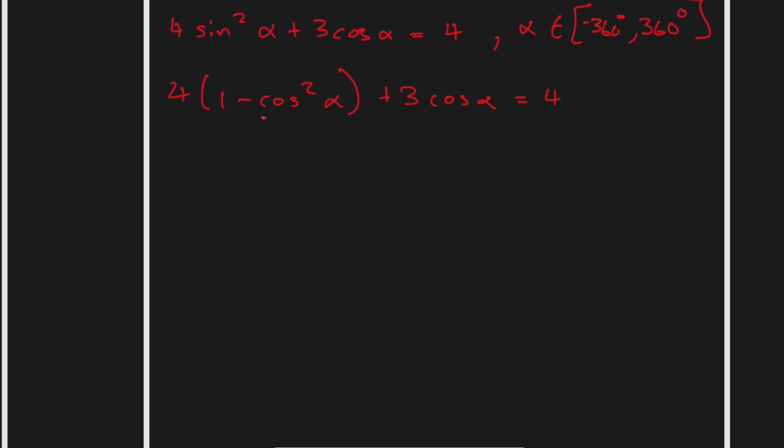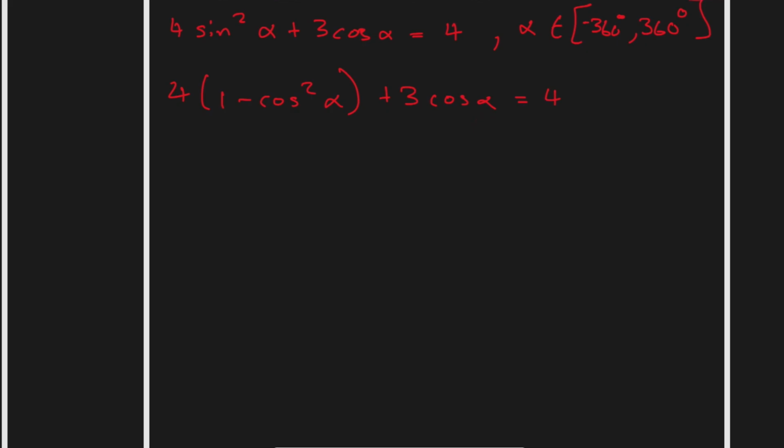Then we have plus 3 cos alpha equal to 4. The reason we change this to cos is because we want to have one ratio if possible. Then we want to see if we can get rid of everything, or we can factorize. It is just as if we are solving for x, but now we are solving trig equations. So you should be more careful when you are solving these problems.